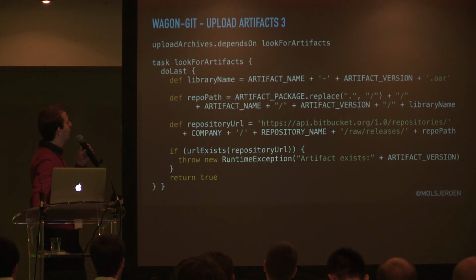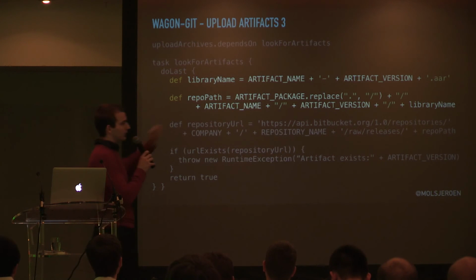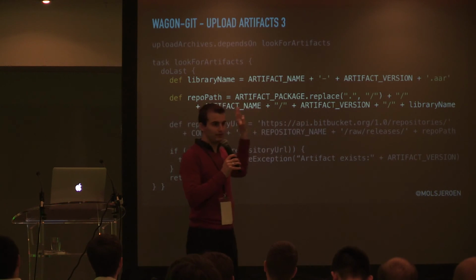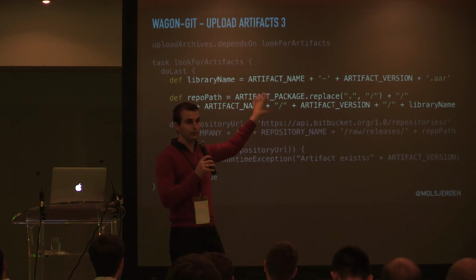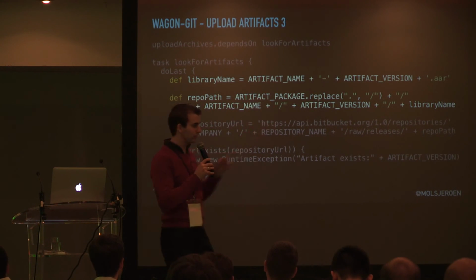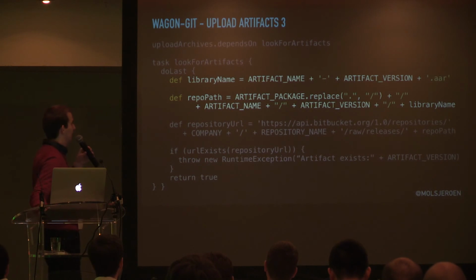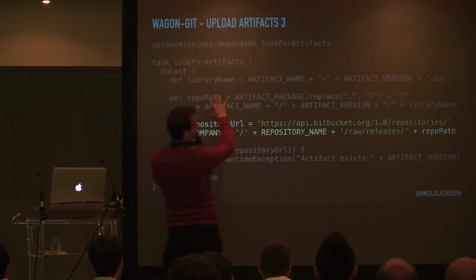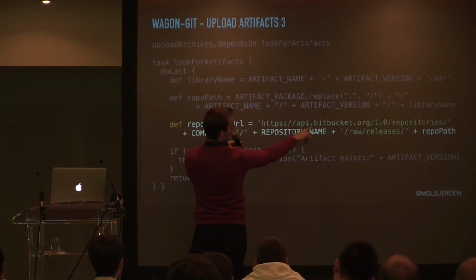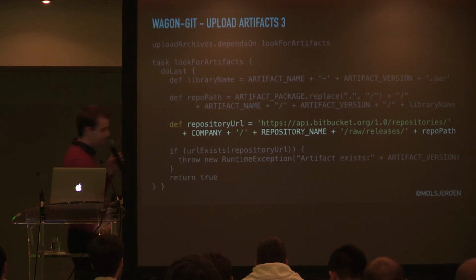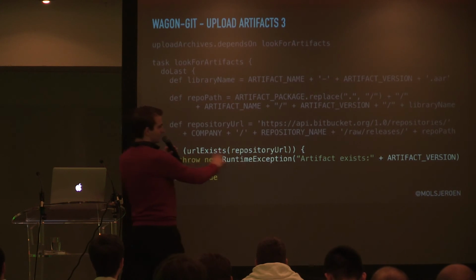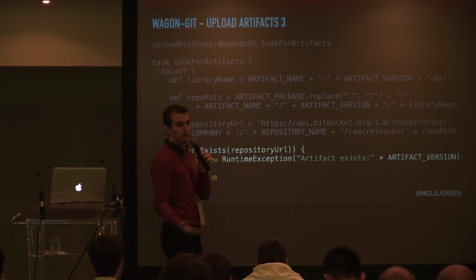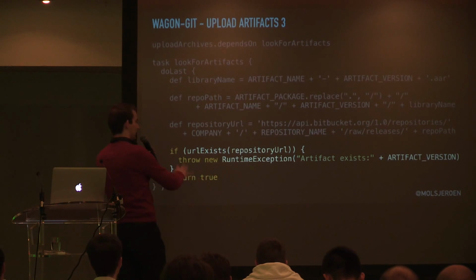Okay, I'm running almost out of time, so I'm going to quickly go over that. So Git stores files on a directory basis. So what we just need to do is reverse engineer the URL on Bitbucket where the file should be hosted. Once we have that, we append the path to the file to the Bitbucket API base URL, and then we just check if the URL exists. If it exists, we throw a runtime exception that will cause Gradle to fail. If it doesn't exist, then we just continue.